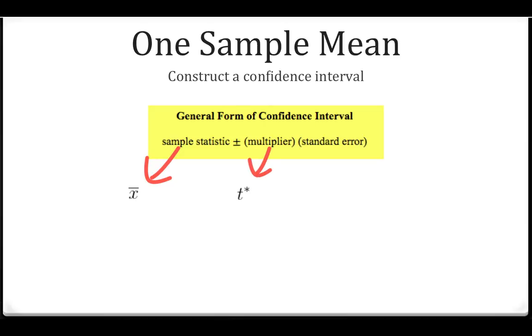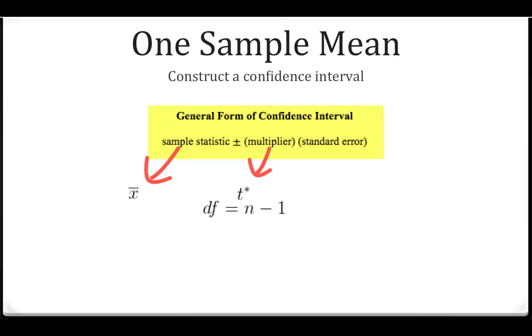It's also possible if the population is normal and the population standard deviation is known that you could use a z multiplier. But for the majority of the tests that you're going to see in this class and in real life, a t multiplier is going to be used.